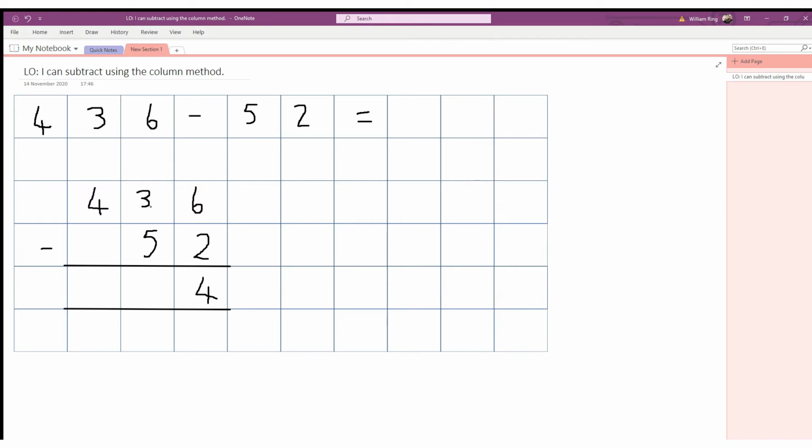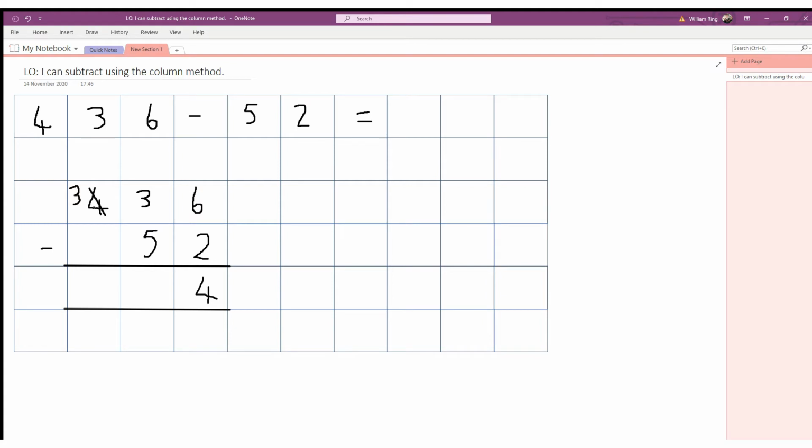Then I've got to do 3 tens, take away 5 tens. Now I can't do that without getting into minus or negative numbers, which we're not going to do today. So I need to exchange from the hundreds column. At the moment, we've got 4 hundreds. I'm going to cross the 4 out and replace it with a 3. So now there are only 3 hundreds there.